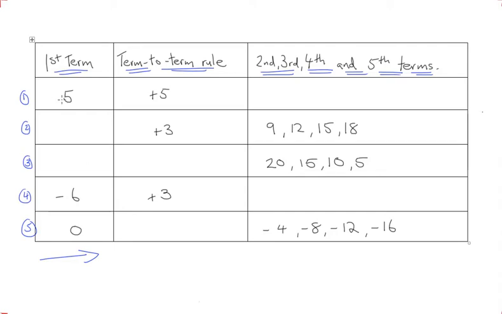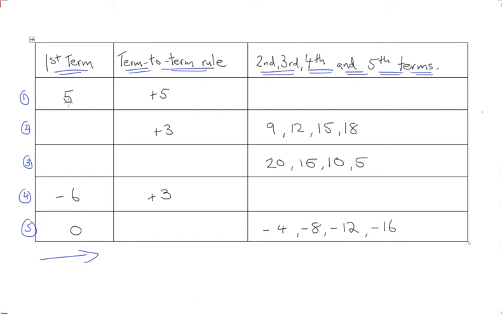So first thing we're going to do together is look at the first one, okay? Now, what does this 5 represent? 5 is the first term, okay? The very first term means the first number in the sequence. And then the term-to-term rule is +5. So that means we have to add 5 for every term. Now, we have to write out the second, the third, the fourth, and the fifth terms.